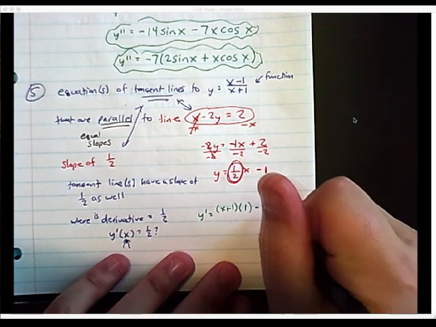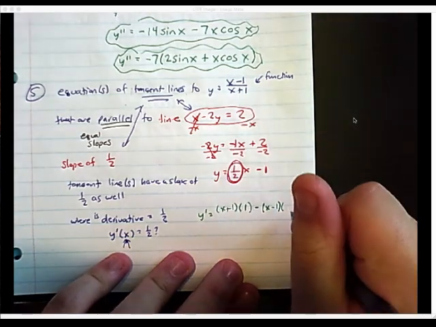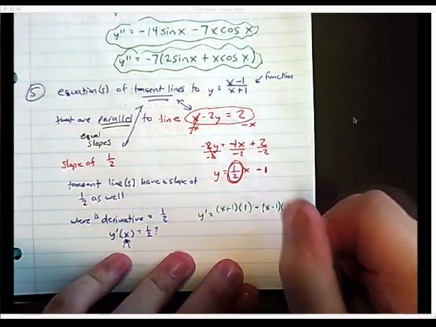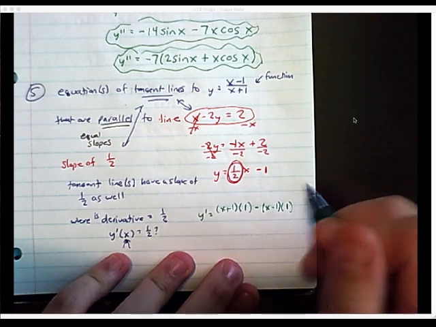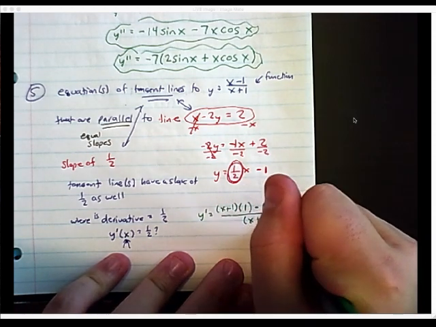Minus high, x minus 1, times the derivative of the bottom. The derivative of the bottom, or the derivative of low, would be 1 again there, all over low squared.